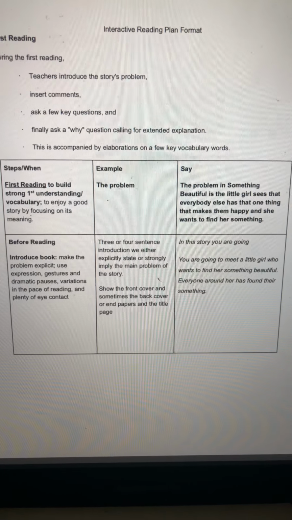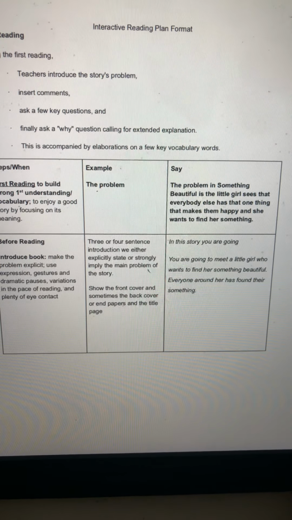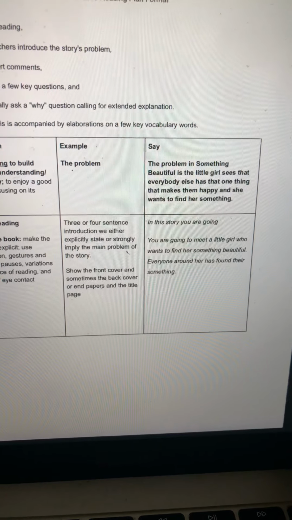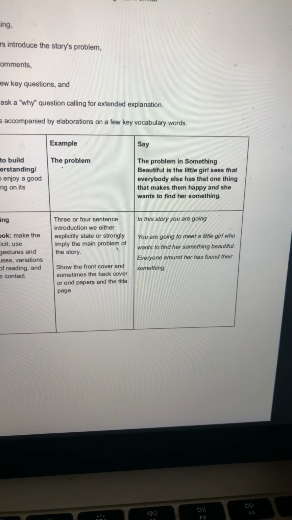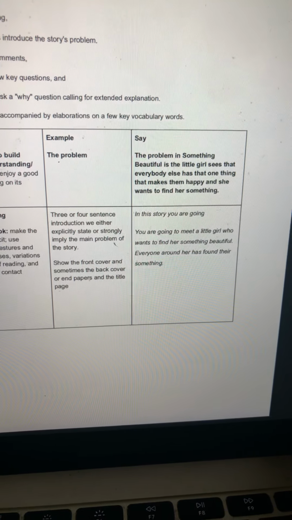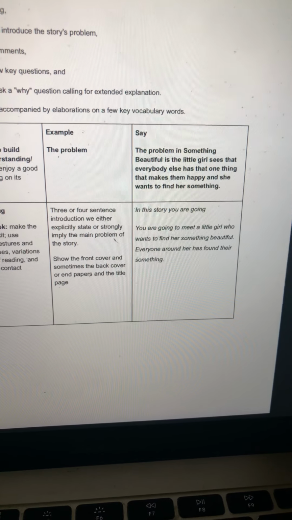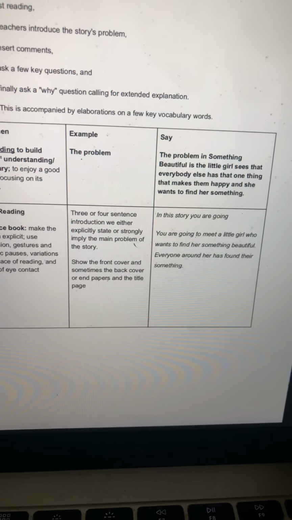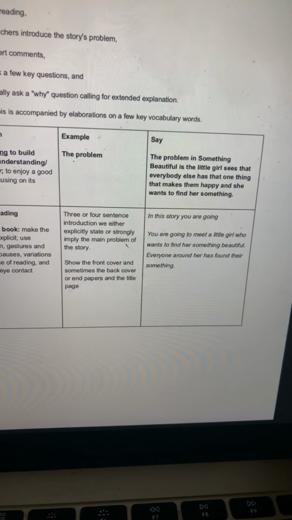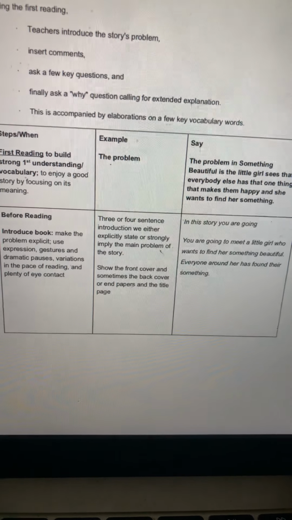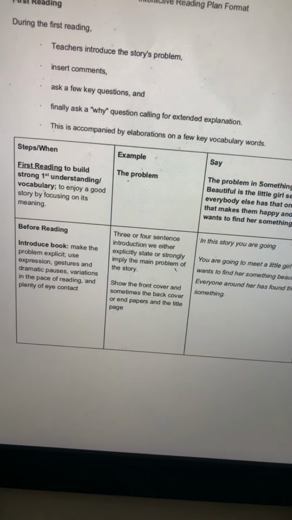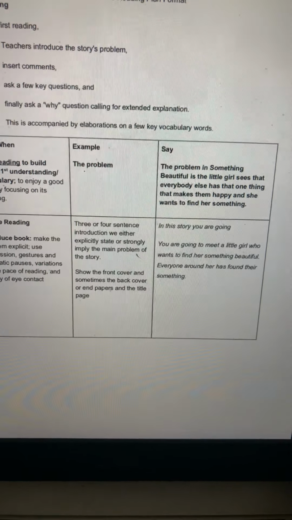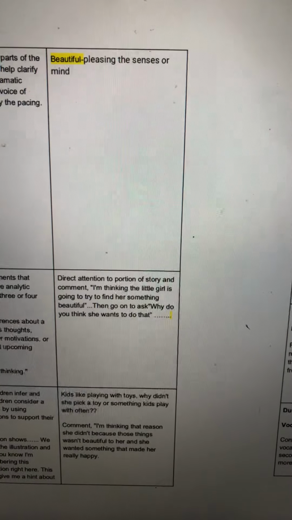She tells us in the opening, and of course this is the first read, that the problem in Something Beautiful is that the little girl sees that everybody else has that one thing that makes them happy, and she wants to find her something. And in this story, you are going to meet a little girl who wants to find something beautiful, and everyone else around her seems to be satisfied with where they are and what they have.